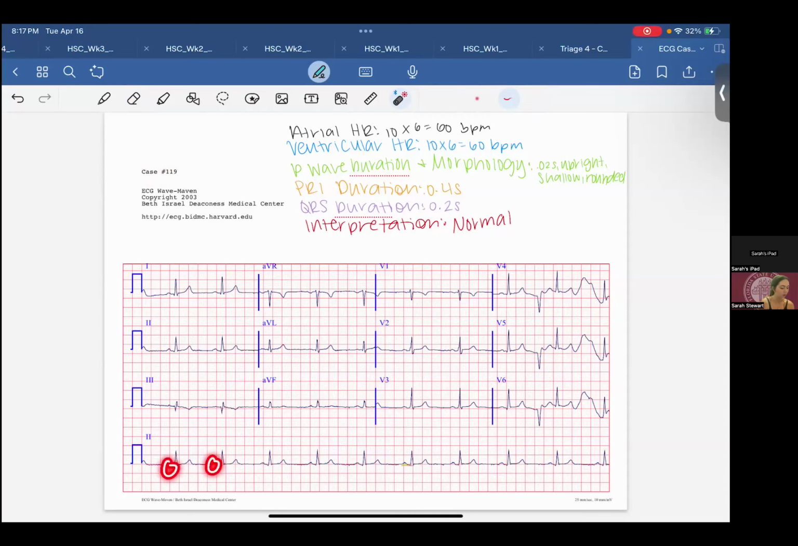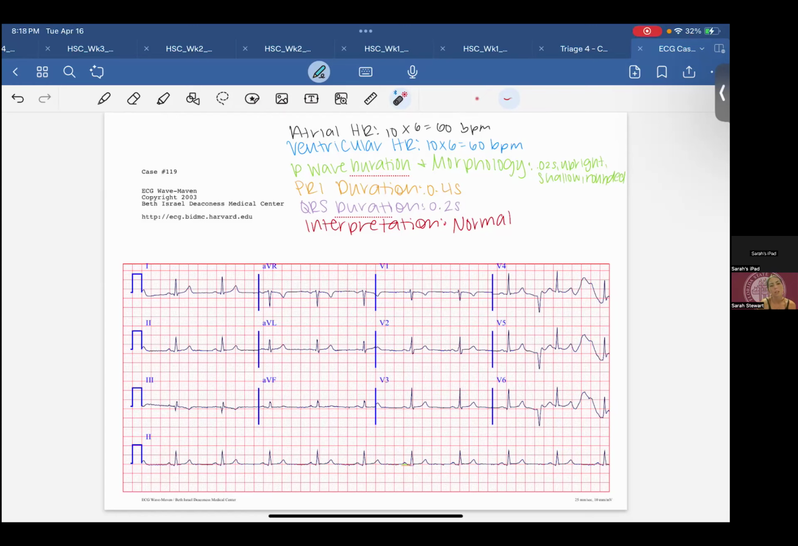So there's 1, 2, 3, 4, 5, 6, 7, 8, 9, 10 P waves. And we multiply that by 6 because this is a 12-second paper, but we start here. So that's about 10 seconds, and 10 seconds is a sixth of a minute. So we do the 10 P waves times 6 intervals of 10, and we get 60 beats per minute.